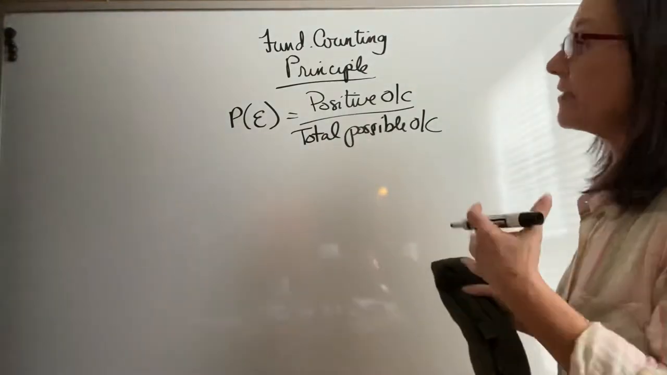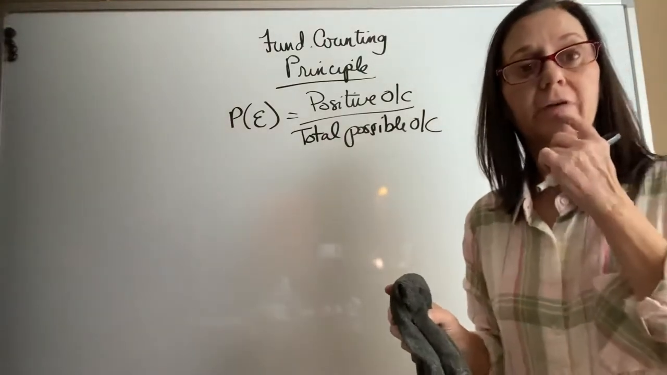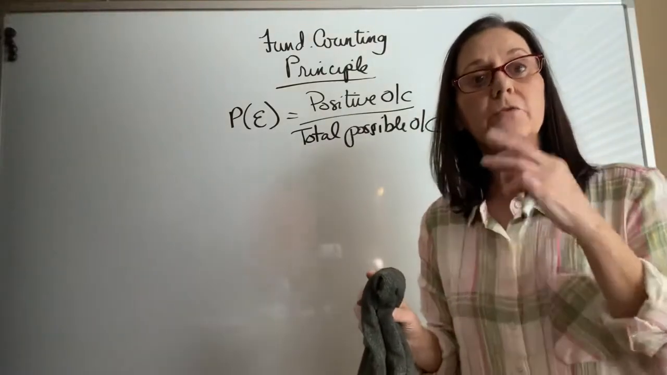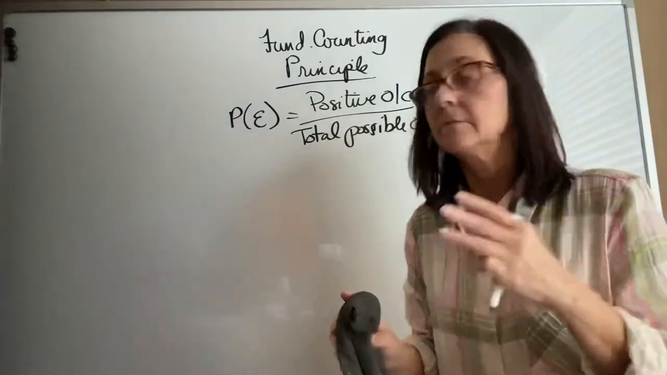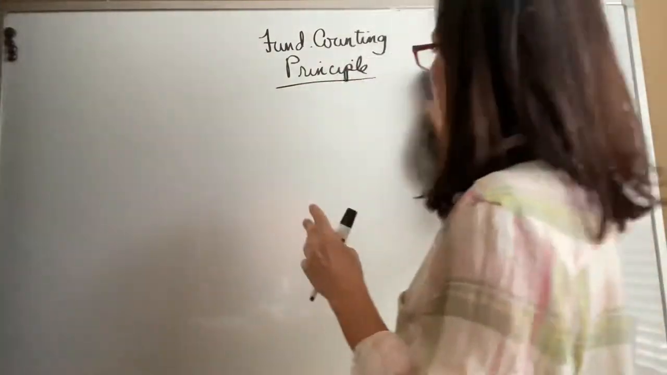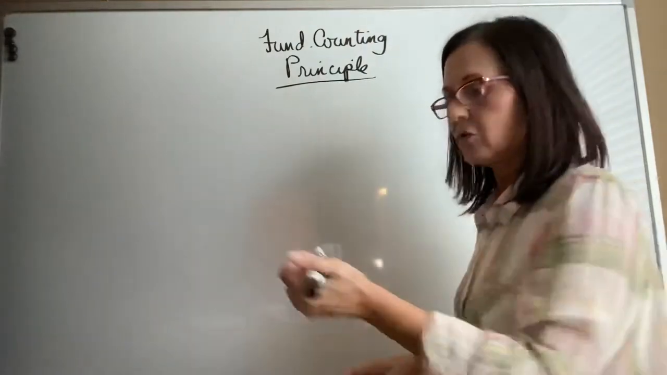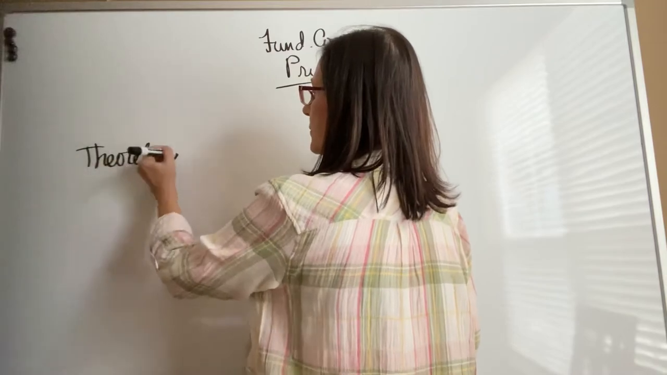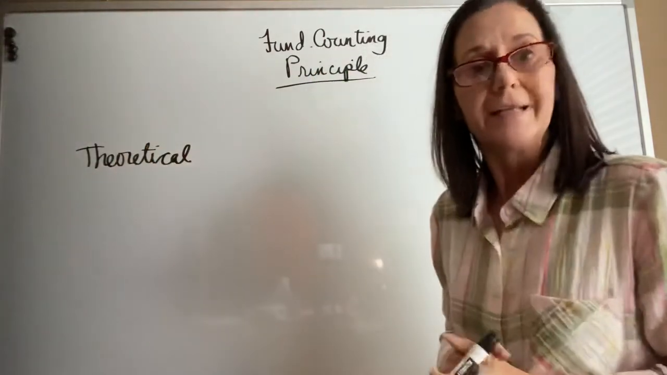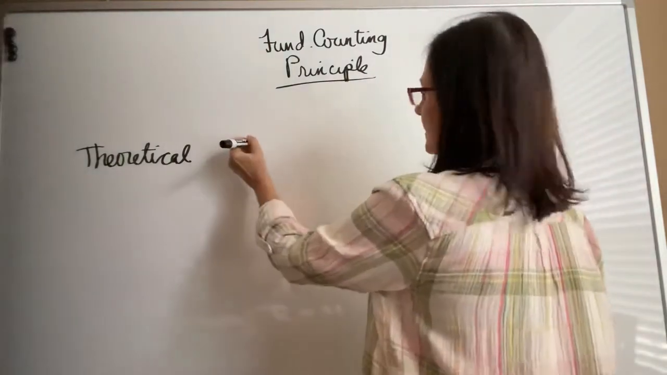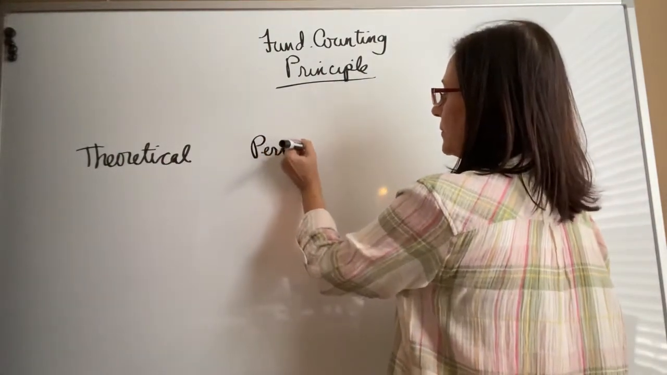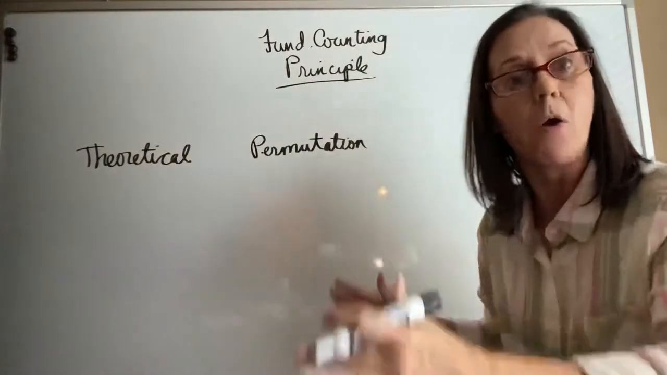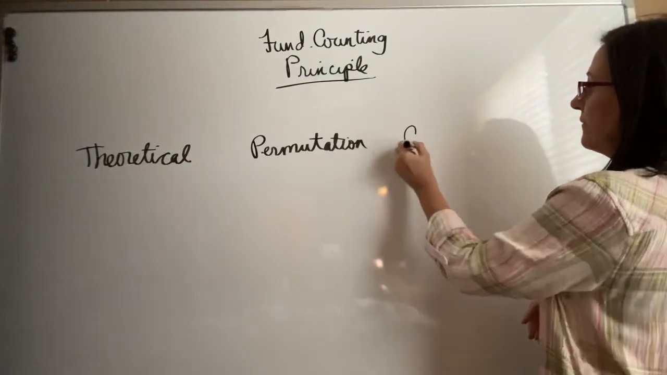Now, when we are thinking of the counting principle, there's really three ways we're going to count, okay? And I'm going to call the first one theoretical. It's what we typically do in probability. It's typically theoretical. Oftentimes, we have what's called a permutation. This is all under the fundamental counting principles, how we count. Or we have combinations.